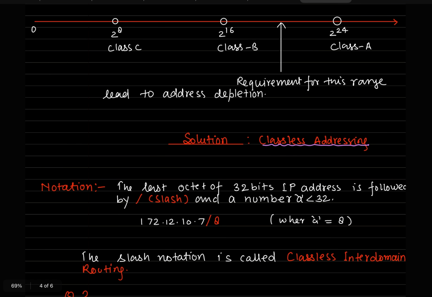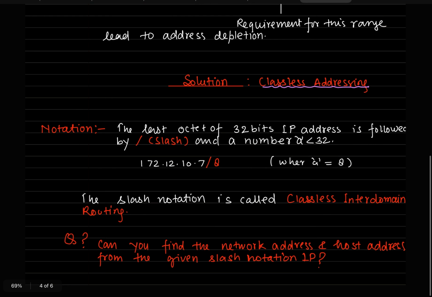Can we have a solution for this address depletion? Yes, we have a solution. We will move ahead to classless addressing. In classless addressing, first we see the notation. The last octet of the 32 bits of the IP address is followed by a slash symbol and some number A, which is less than or equal to 32. Why 32? Because the IP address size is 32 bits.